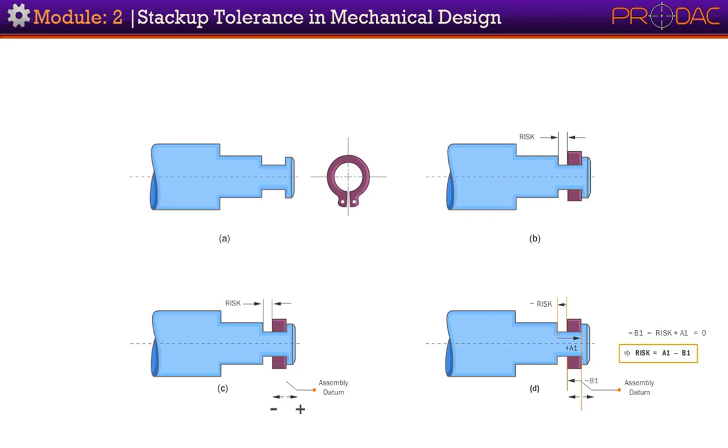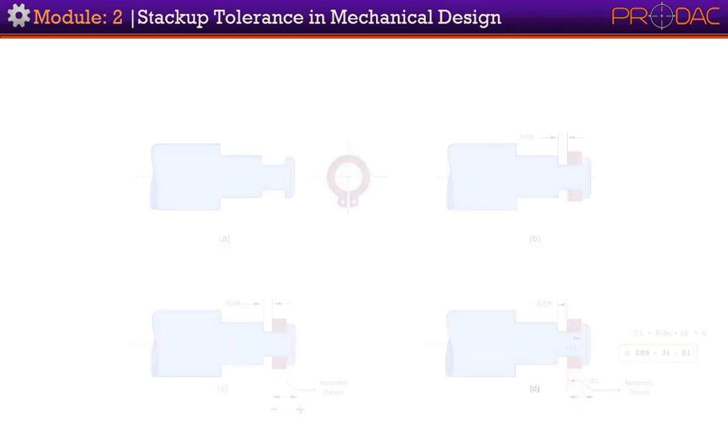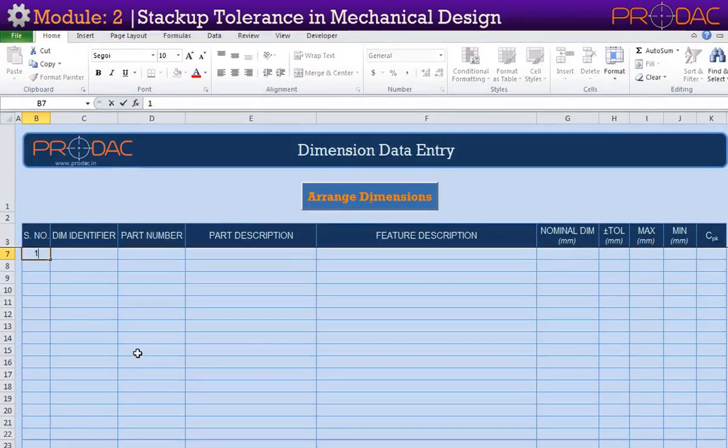So now, let us understand how to fill in the data into the tolerance stack template. To do that, first we'll open the Dimension tab in the spreadsheet and fill in all the values one by one as illustrated here.